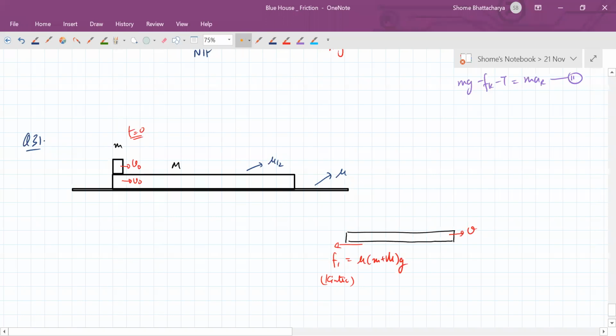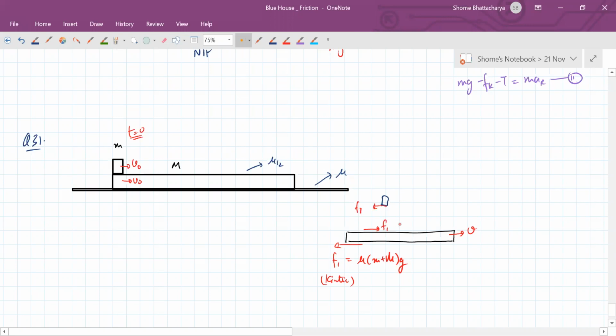Okay. So what will happen? That will give this a tendency of decelerating. So that means in comparison to the upper block, it has a tendency of moving backwards. Now the upper block is also moving at the same speed v initially. So this has a tendency to continue, but this is getting decelerated. So the friction between them will act in such a way that it acts forward on this and backwards on this.